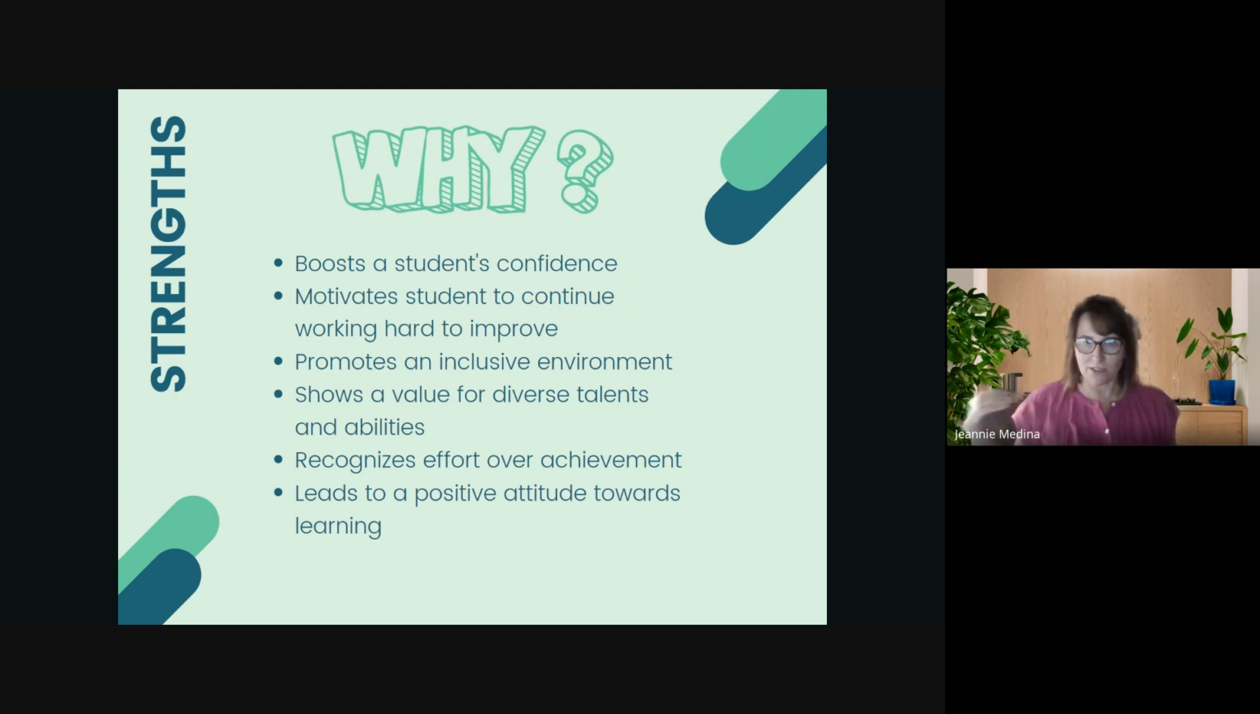It makes them feel included. It shows a value for diverse talents. Not all students in your class are going to be strong in certain areas, but their strength is welcome and valued in the classroom. It's going to recognize effort over achievement, which is key to continuous improvement. And it's going to lead to a more positive attitude, not just towards learning and hard things.